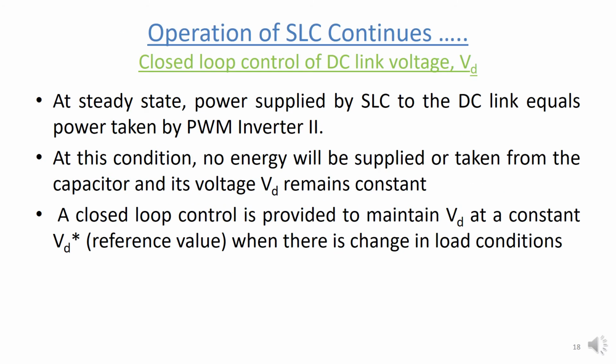Now let us see the closed loop control of the DC link voltage VD. In a steady state condition, the power supplied by the synchronous link converter to the DC link equals the power taken by the PWM inverter 2. So at this condition, no energy will be supplied to or taken from the capacitor, and its voltage VD remains constant. The closed loop control is provided to maintain VD at a constant VD star, that is the reference value, when there is a change in load conditions.